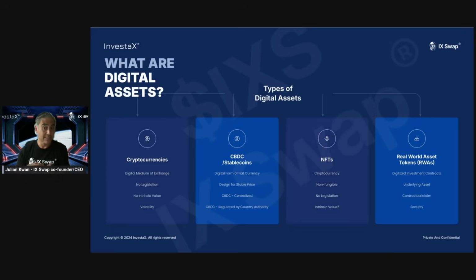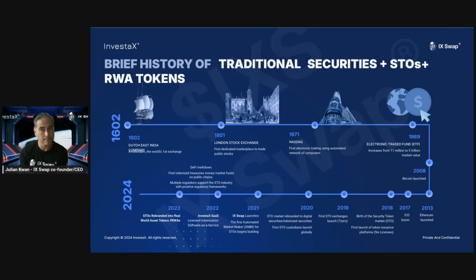There are other types of digital assets, like non-securities such as non-fungible tokens, NFTs, art, etc. And then there's a real-world asset token bucket, which actually has a couple of different types, so we'll get into that. There are completely different types of real-world asset tokens, and that's probably why there's a lot of noise, and it's quite hard for people starting in this industry to really get their heads around it.